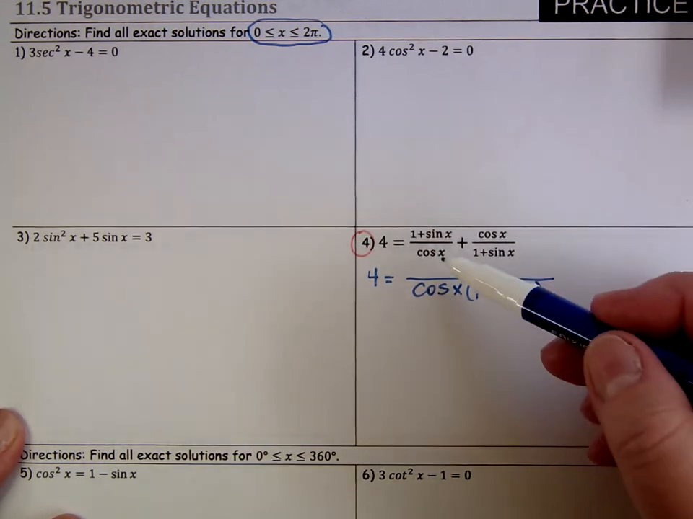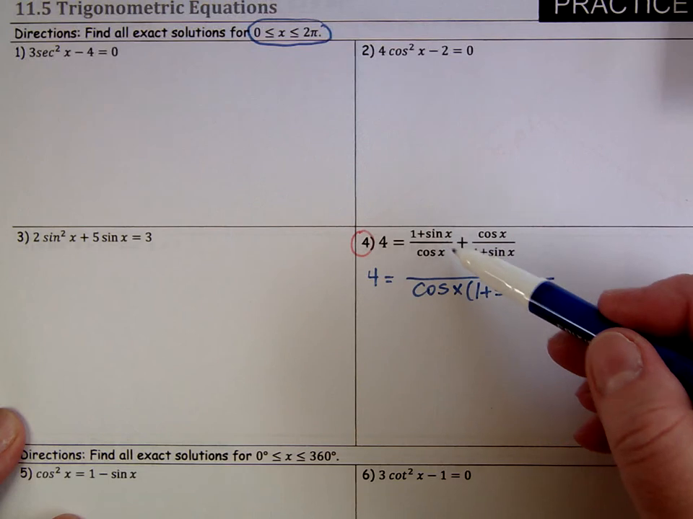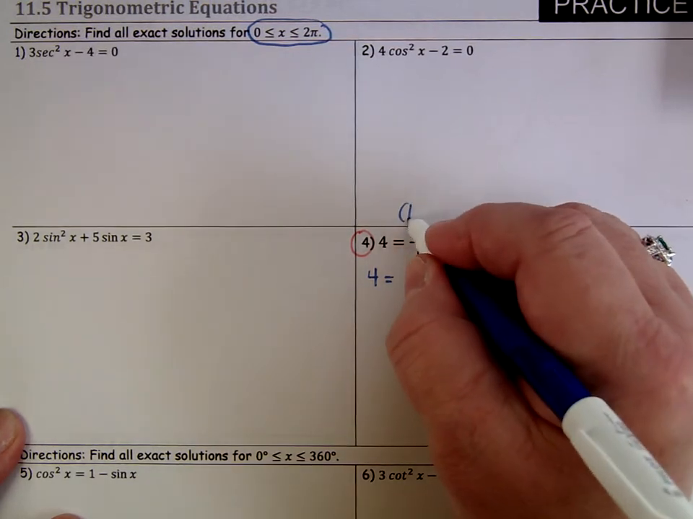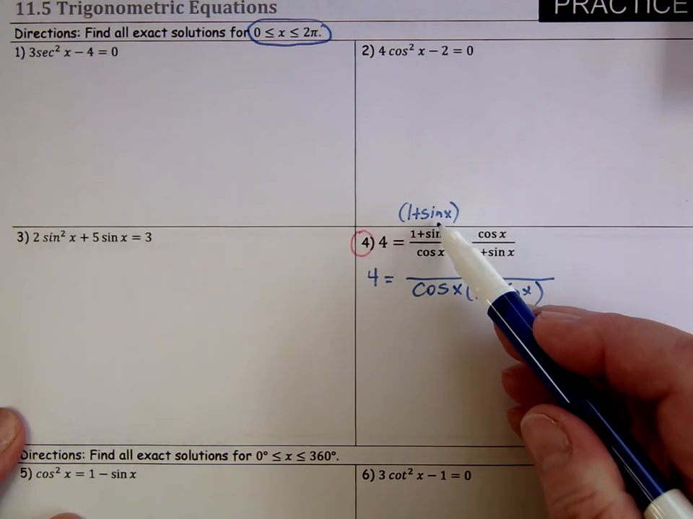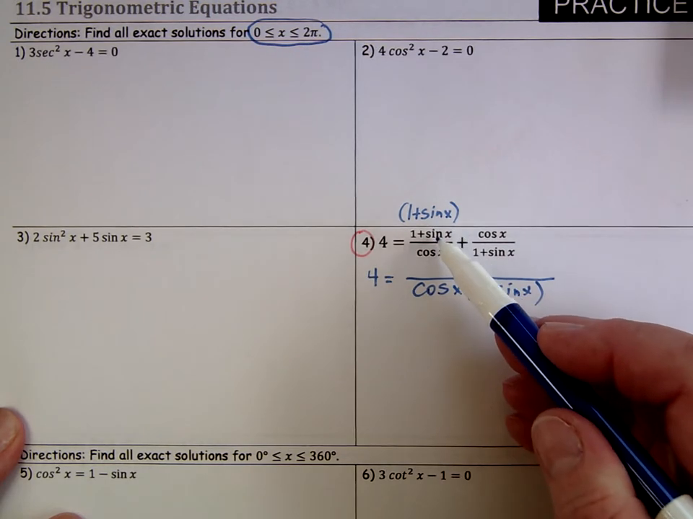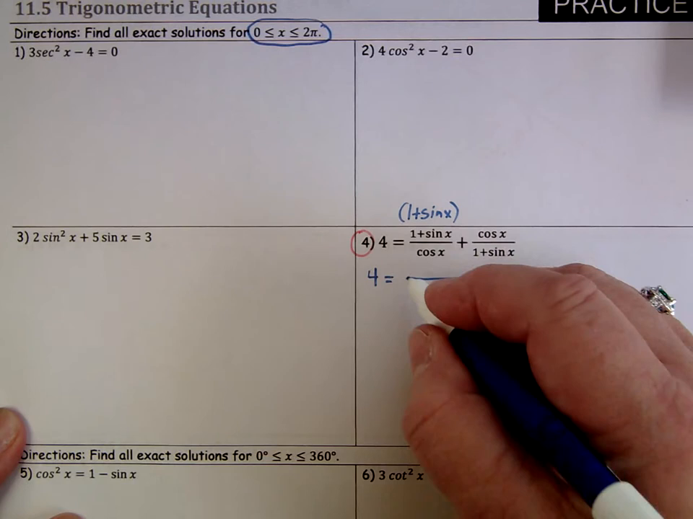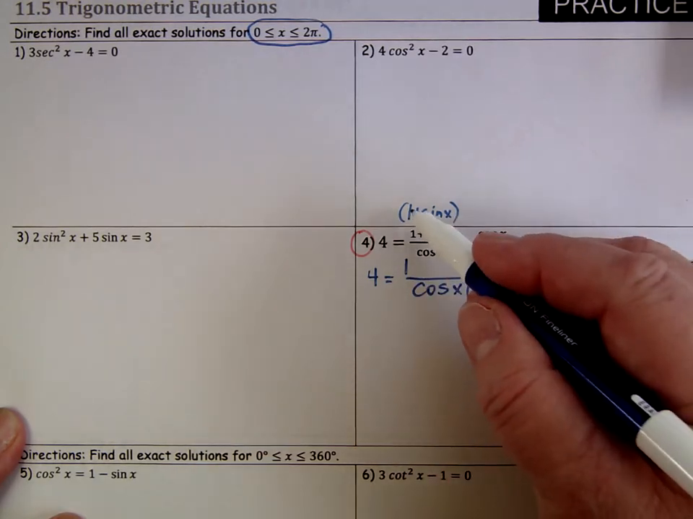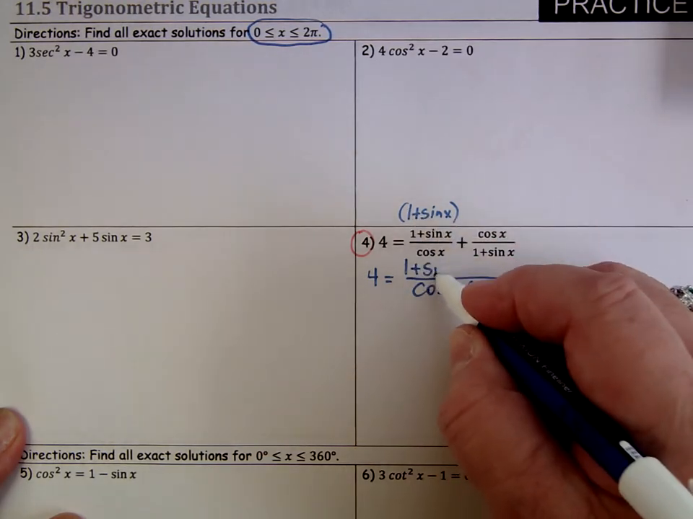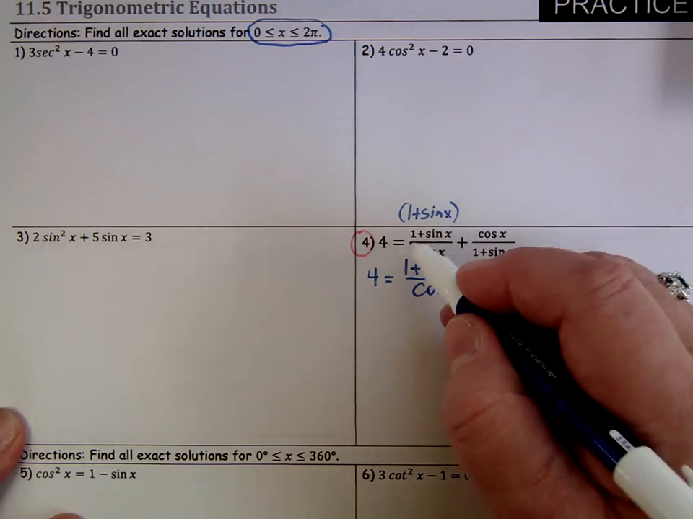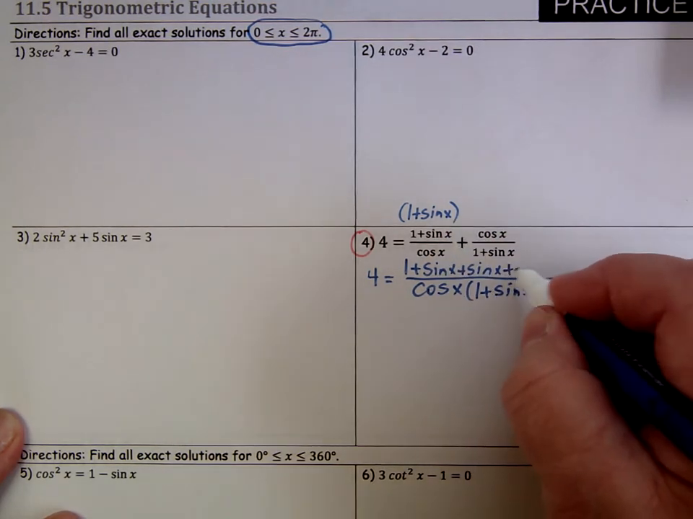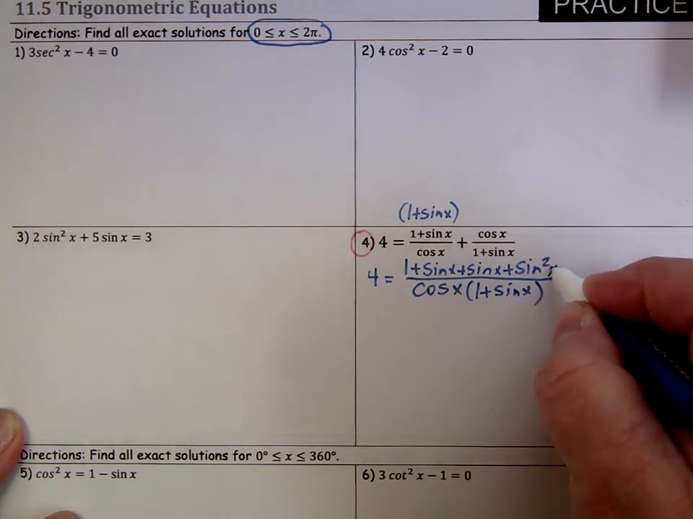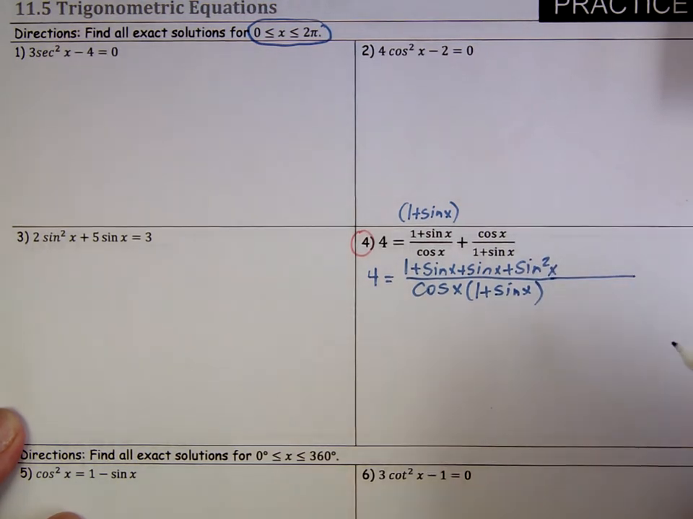All right, so this first fraction has the cosine of x. It does not have 1 plus sine of x. It needs the 1 plus sine of x, which means I have to FOIL this 1 plus sine of x with this 1 plus sine of x. 1 times 1 is 1, firsts. 1 times sine is sine. Sine times 1 is another sine. And sine times sine is sine squared. All right, that's my FOILage for the first one.